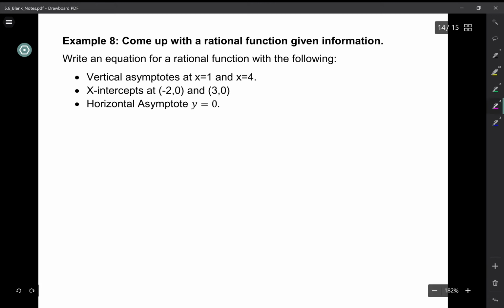Hello and welcome to section 5.6, and this is video number 4. All right, we're going to try and come up with a rational function given the following information.